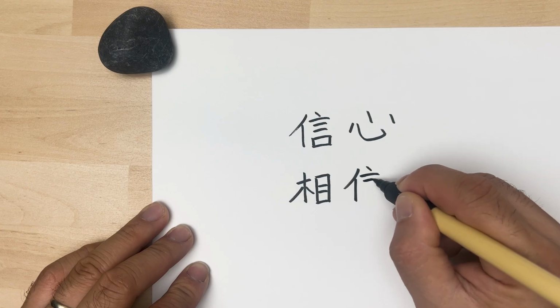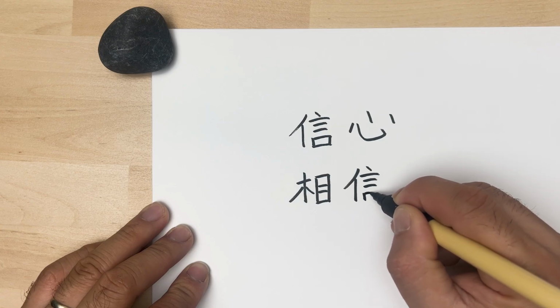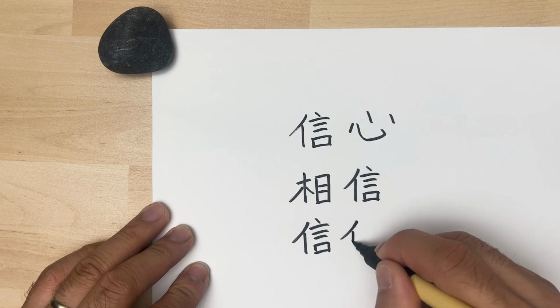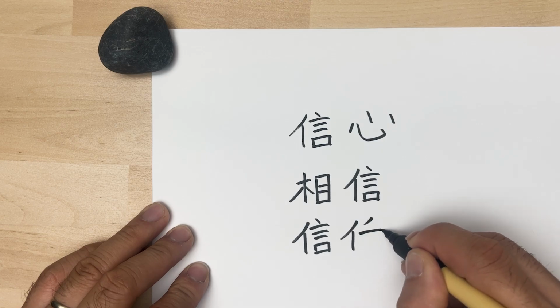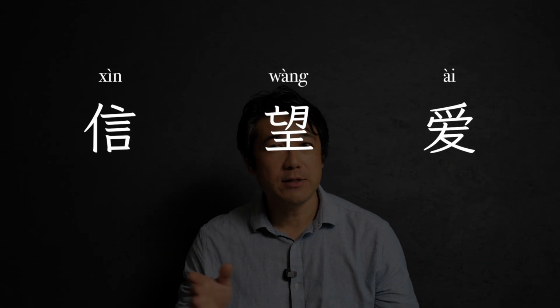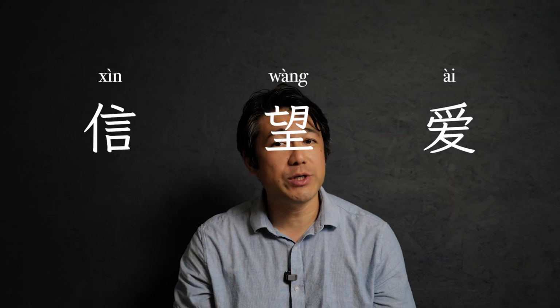By the way, if you just say 信, people may think you mean letter, 信, mail, 邮件, or believe, 相信, trust, 信任. In most cases, you need to say 信心, especially when the context is not clear. However, if you say 信望爱, faith, hope, and love, Chinese Christians will immediately understand what you mean.